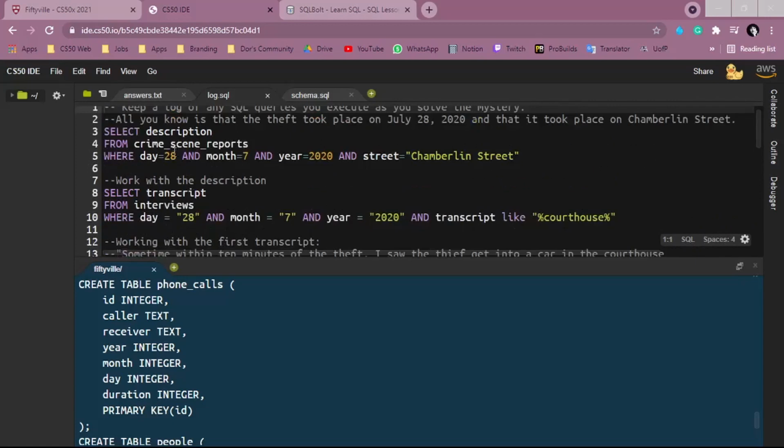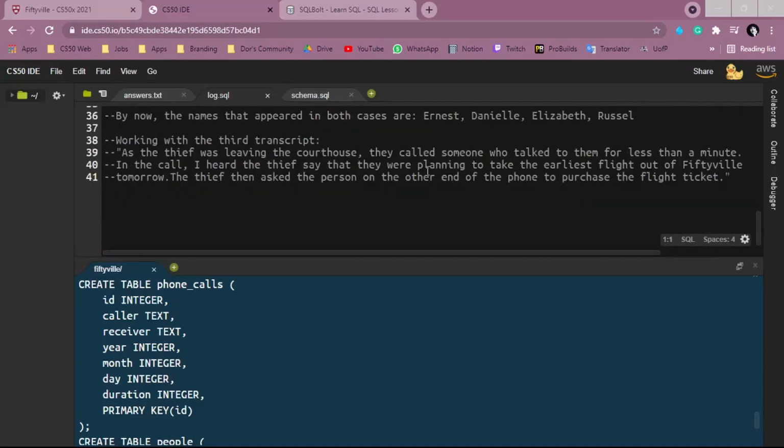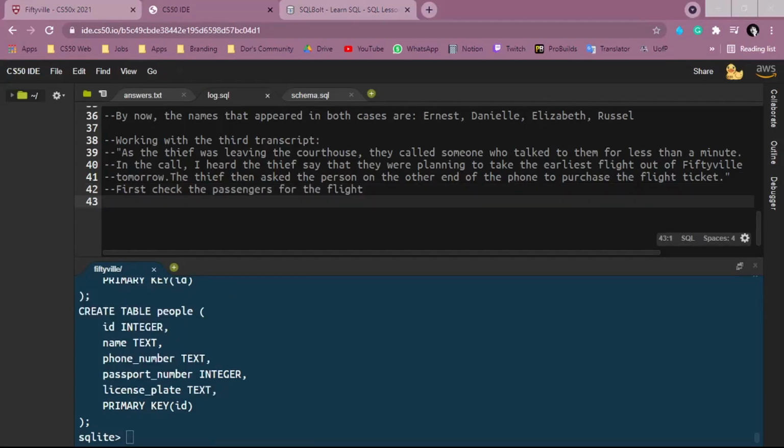So tomorrow here would be day 29, month 7, year 2020. So we're going to work with this information. First, let's check the passengers for the flight. To do this, we're going to work with the information of the name, because we want to get the name of the suspects.